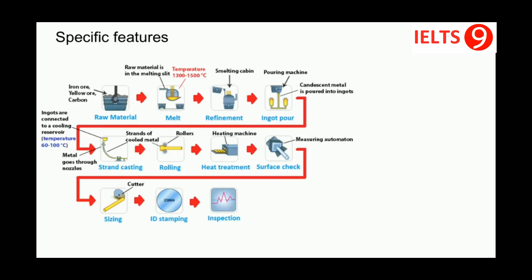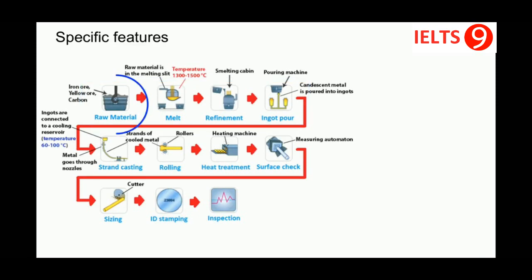Now let's see how I wrote the specific features. I decided to divide the specific features into 3 paragraphs, so that the first paragraph writes about the first 4 stages of our process. The second paragraph writes about the next 4 stages, and the last paragraph writes about the last 3 stages. Now, I will explain to you how to describe each stage of our process. Let's take a closer look at the first 4 stages. What does the diagram show?